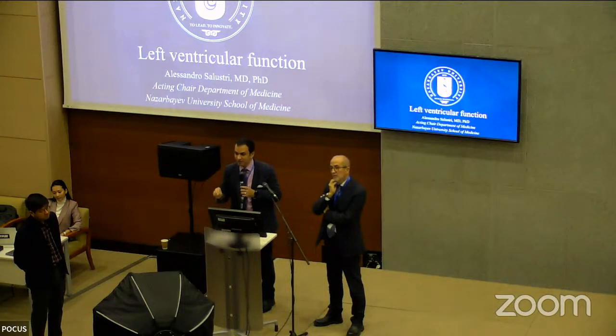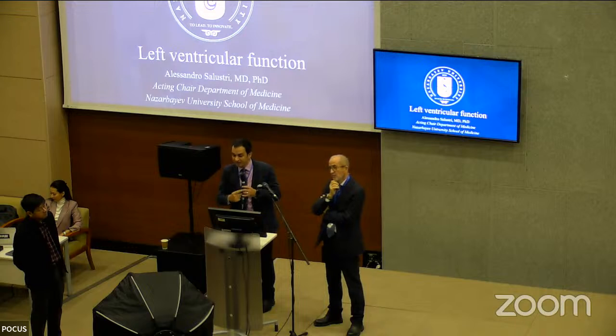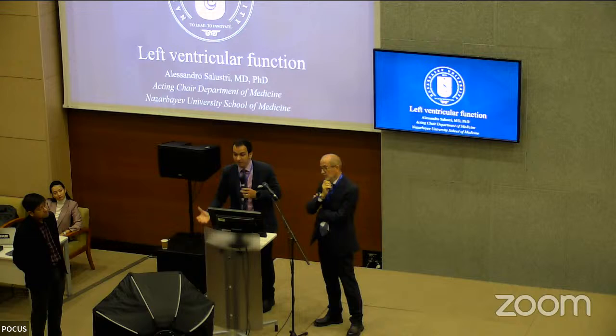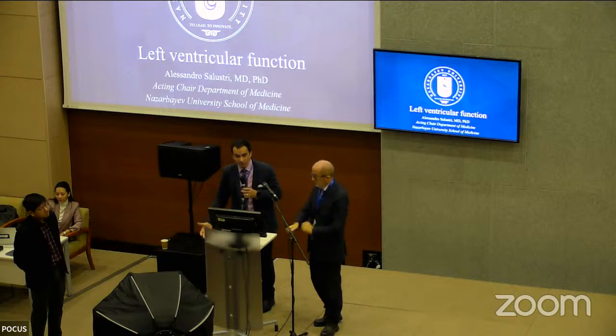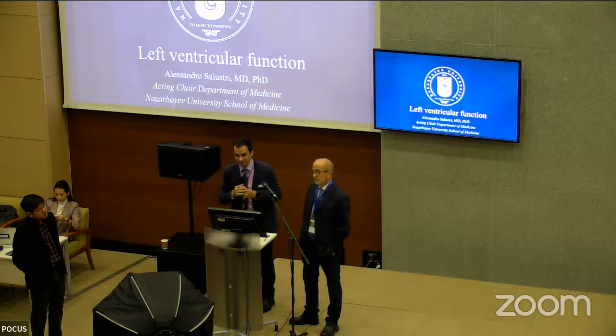So ejection fraction is not a parameter for patients in cardiogenic shock, as Professor Salustri highlighted, because it's load dependent. So it's affected by preload, by afterload, by heart rate. You can see patient on very high doses of vasopressors and low ejection fraction, although the stroke volume is maintained by inotropes.